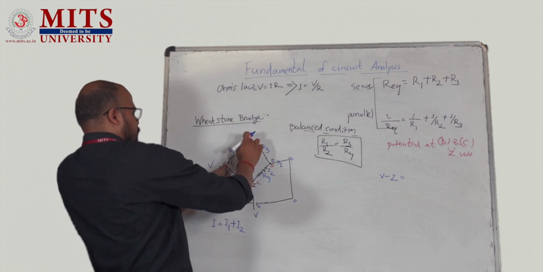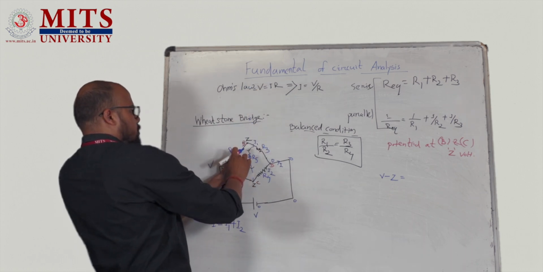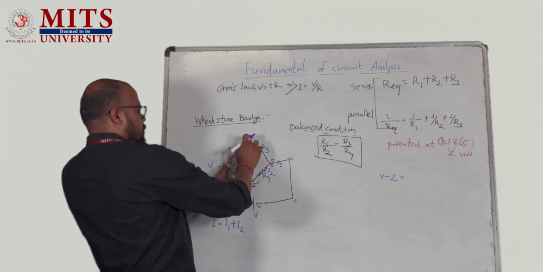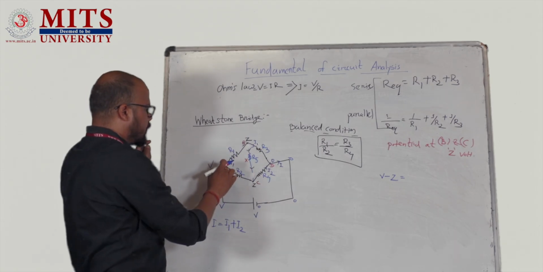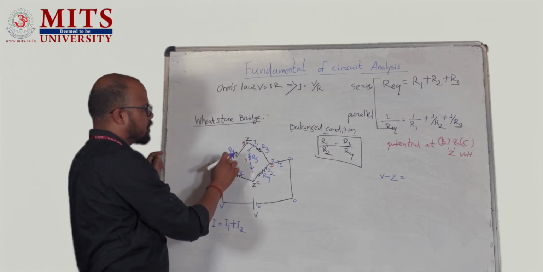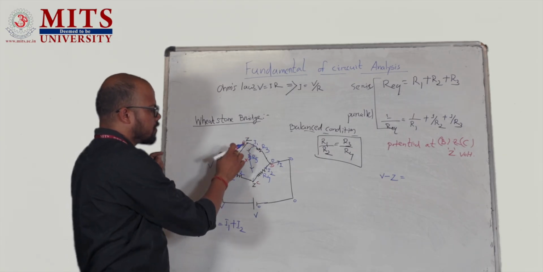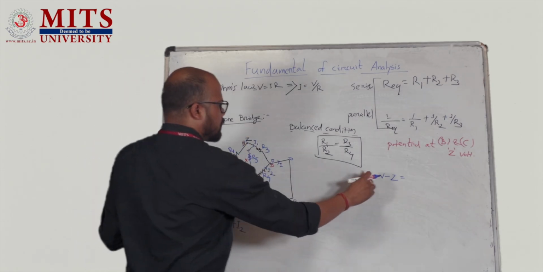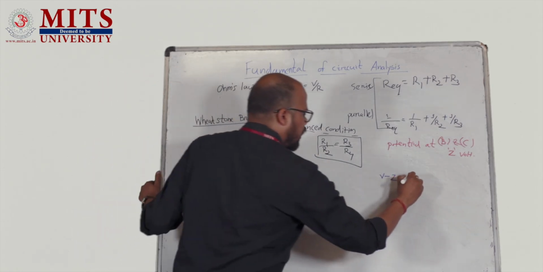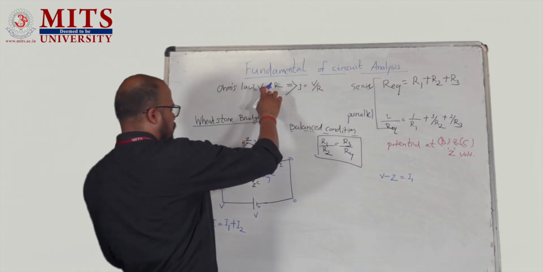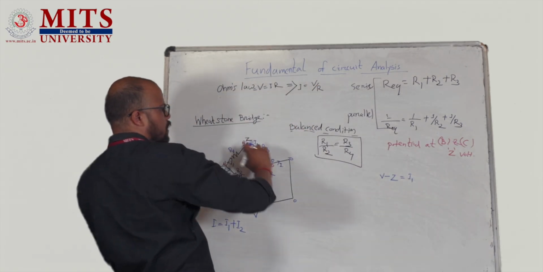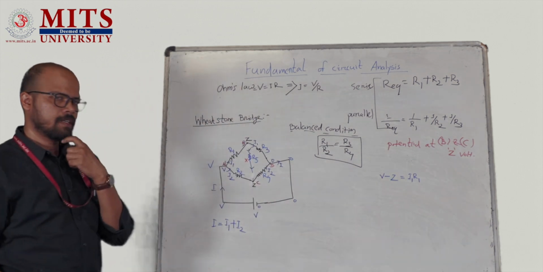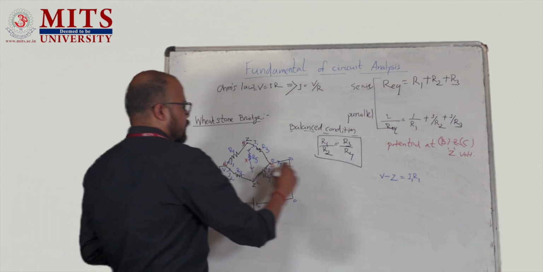This is the potential drop across the resistor R1. What is the potential drop? V minus Z. Why? Because A is at higher potential and B is at lower potential, only then can the current flow from A to B. So V minus Z is what? I1. I1 amount of current is flowing through this, and what is the resistance? R1. This is, suppose, equation 1.